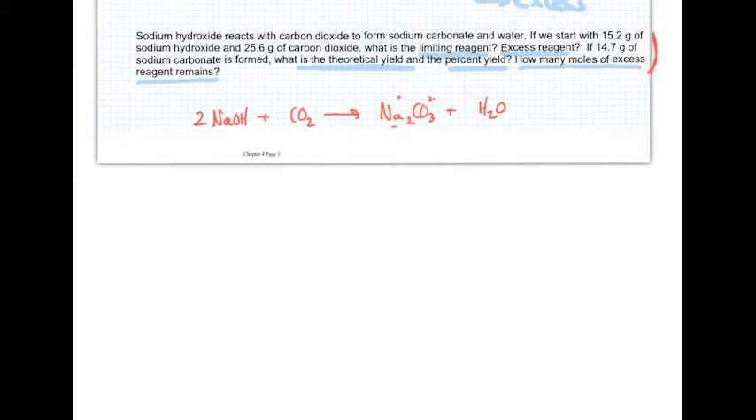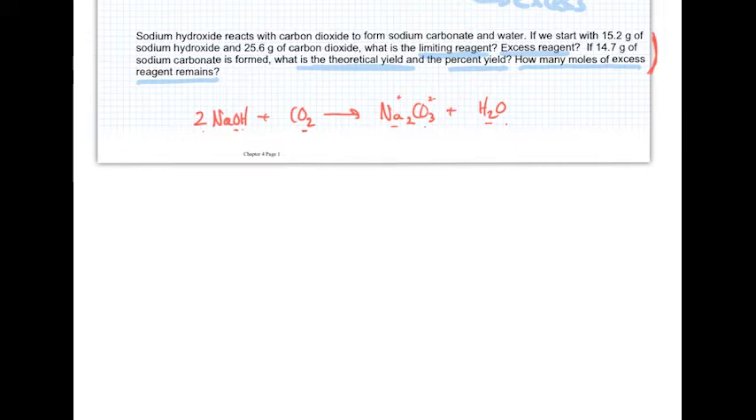And we got 1 carbon, 1 carbon. And if you look, we have 1, 2, 3, 4 oxygens on this side, and 3 plus 1 is 4 oxygens on this side. 2 hydrogens on this side. So this equation's balanced. All right, first step, you always need a balanced equation in order to do either a limiting reagent problem or a stoichiometry problem without a limiting reagent. So very first step, balance the equation.